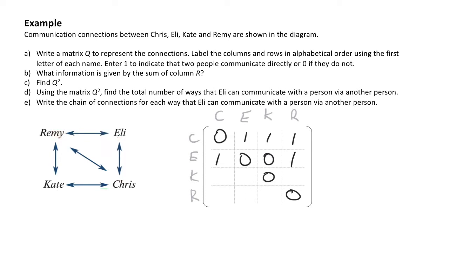Moving on to Kate, I can see that Kate is communicating with Remy. She's communicating with Chris, but she's not communicating with Eli. So when I complete her row, I will put in a 1 for Chris, a 0 for Eli, and a 1 for Remy. And then finally, looking at Remy, I can see that he's communicating with all 3 other members. So I can go ahead and complete his row with 1s.